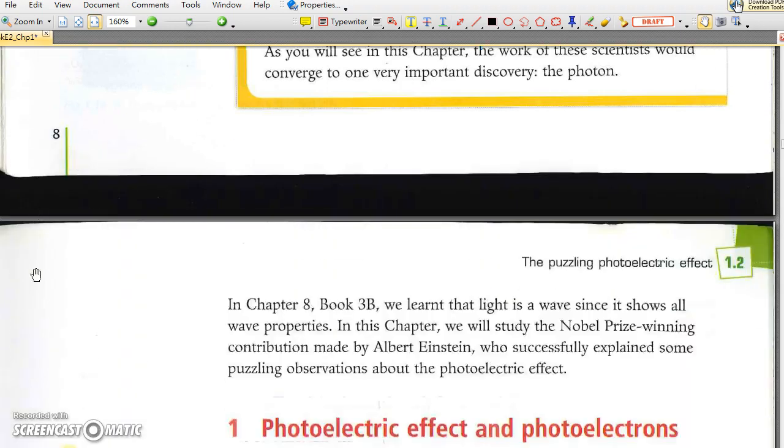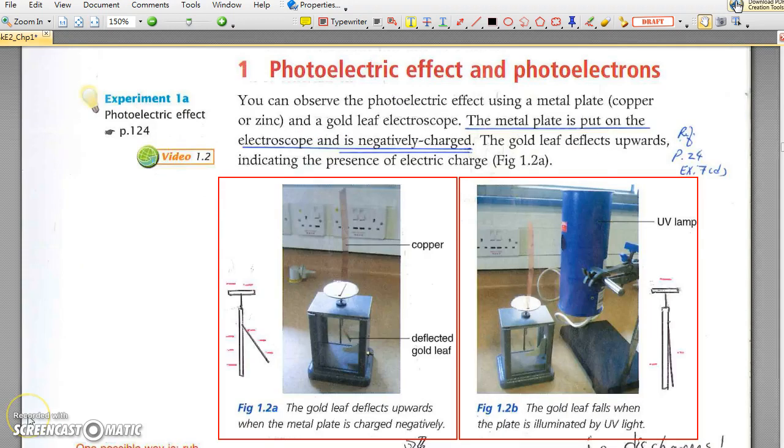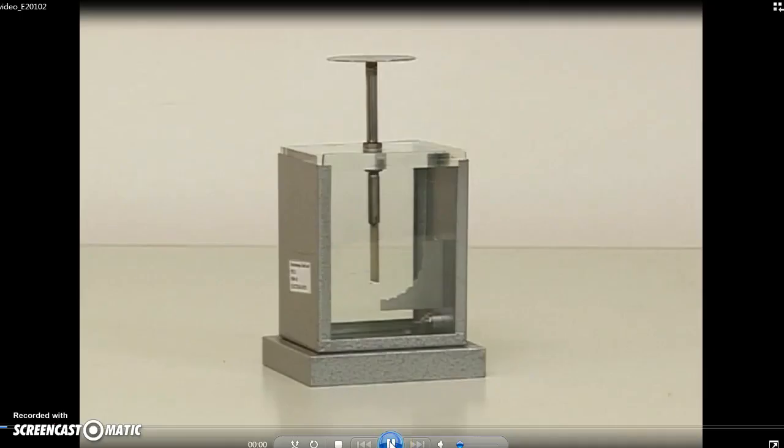Einstein successfully used the particle theory of light to explain the photoelectric effect, and by doing so, Einstein got a Nobel Prize in physics. So you may want to know what the photoelectric effect is. Let's take a look at the experiment.